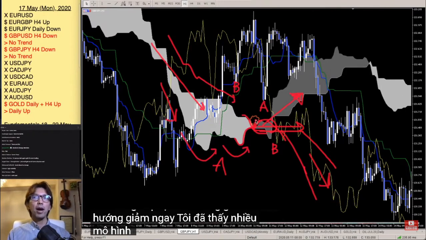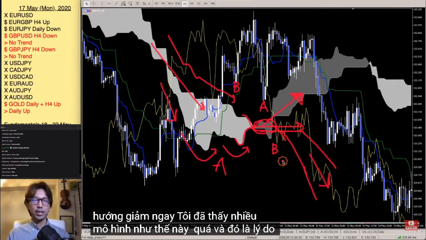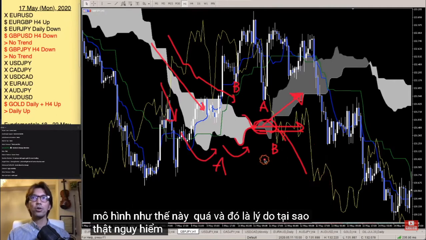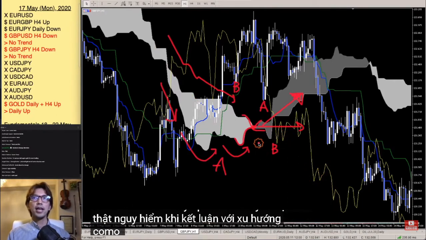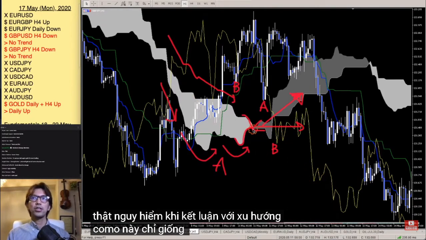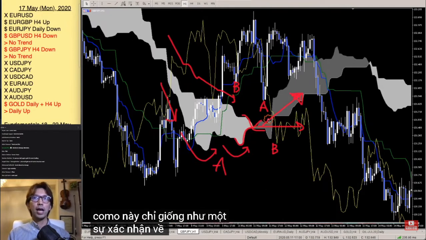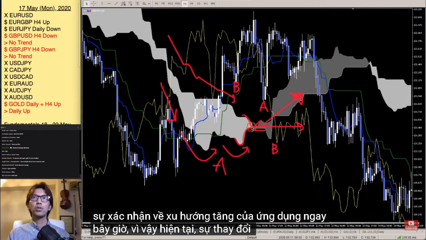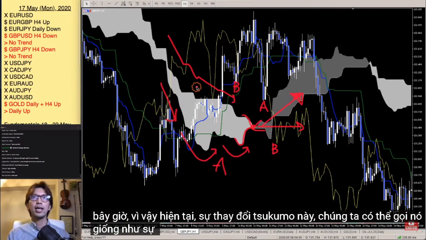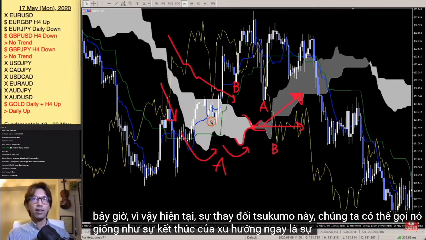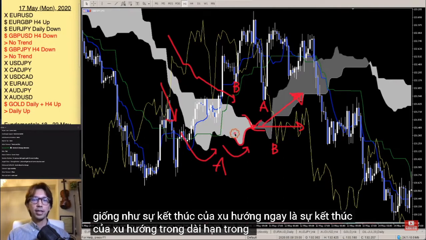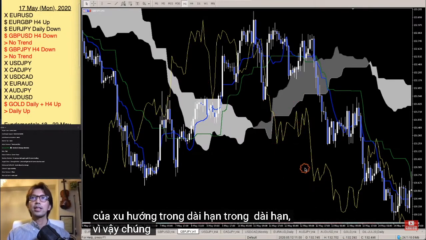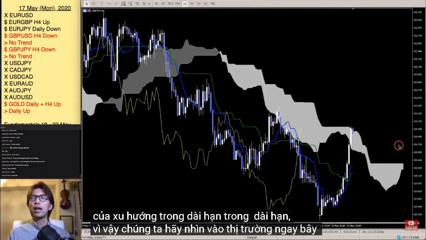I've seen many patterns like this too, and that's why it's dangerous to conclude with this Kumo twist only to be a confirmation of the uptrend, right? So at this Kumo twist, we can call it the end of the trend, right? The end of the trend in the long term. So let's look at the market right now.